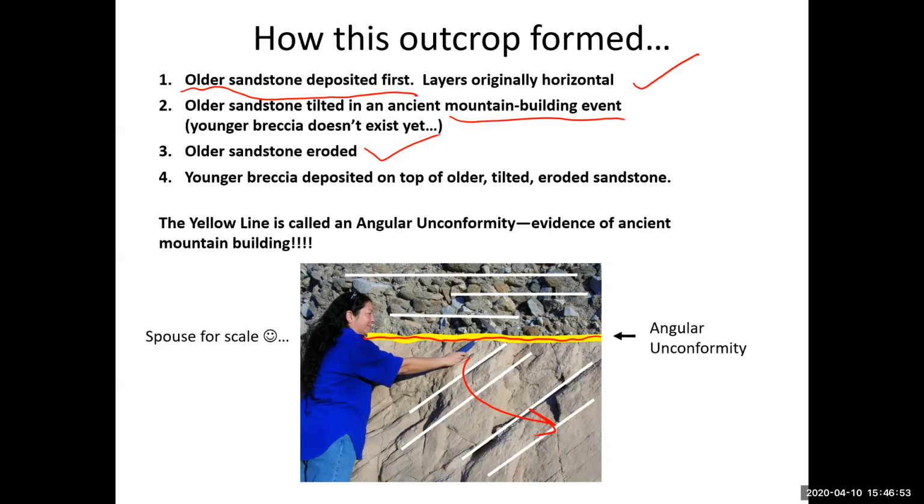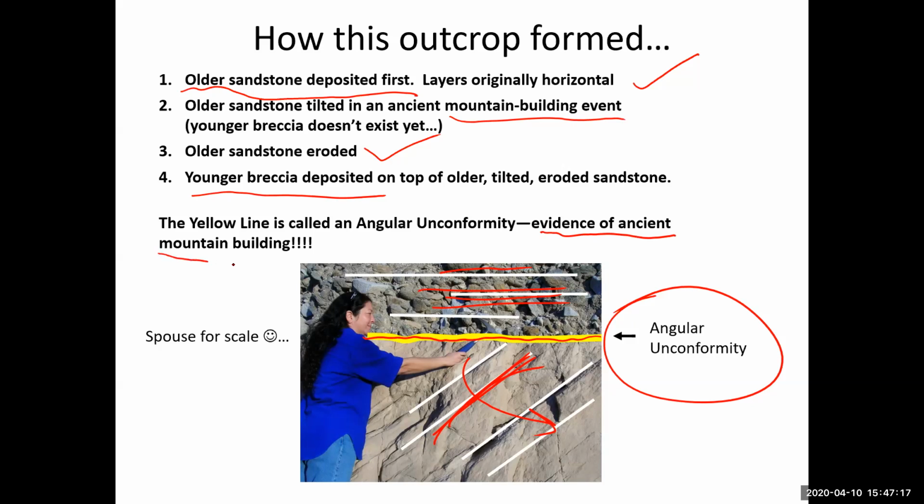And then only after the erosion stops is the younger sedimentary breccia deposited on top. And so again, this boundary between the older tilted layers and the younger non-tilted layers is called an angular unconformity. And the reason we care about angular unconformities as geologists is that they're evidence of ancient mountain building. This is literally how we recognize ancient mountain building in the geologic record.